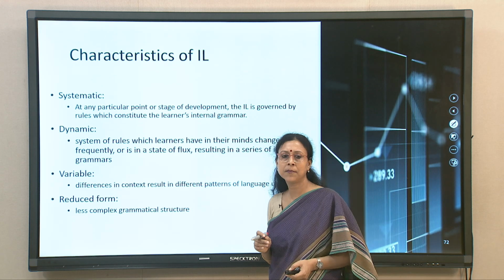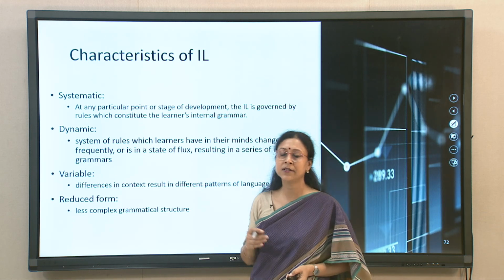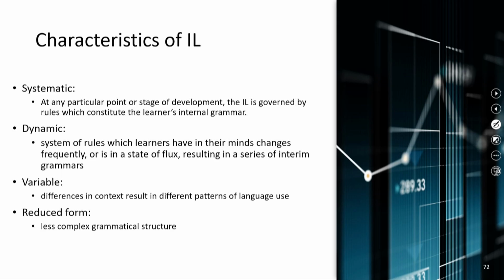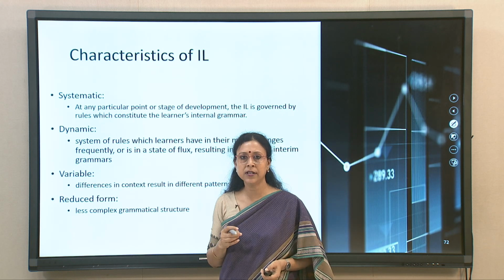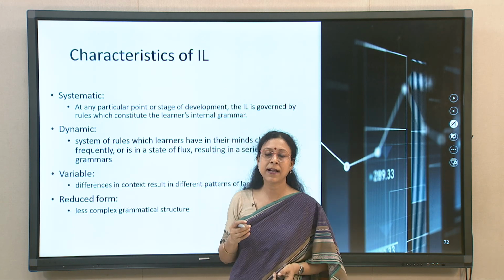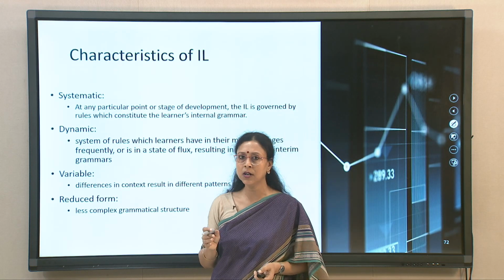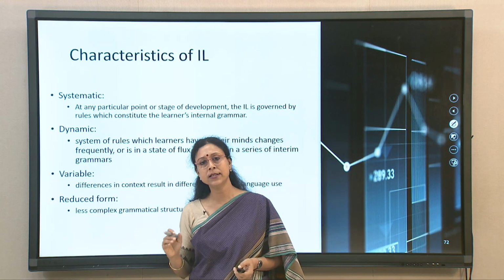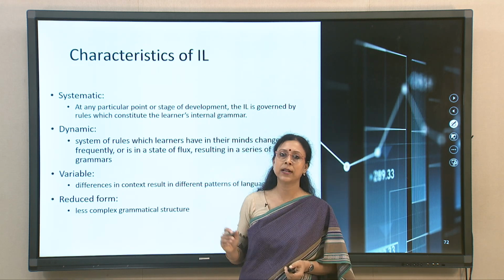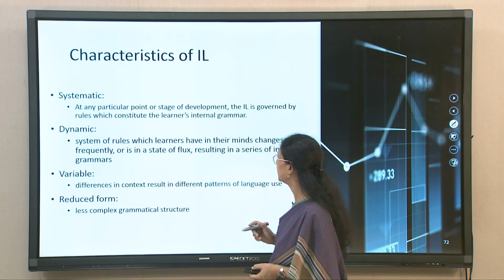The primary characteristics, of course, there is adequate literature on this, one can look up, but these are the basic characteristics of IL: systematic, dynamic, variable and reduced form. Systematic, as the name suggests, means that IL, the interlanguage or interim grammars, follow a systematic pattern, generally, typically, overall. Of course, there are individual variations, or depending on languages there might be slight changes here and there, but overall there is a systematic pattern through which interlanguage progresses from the beginning to the end structure.